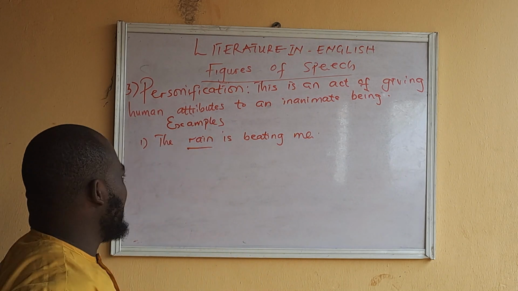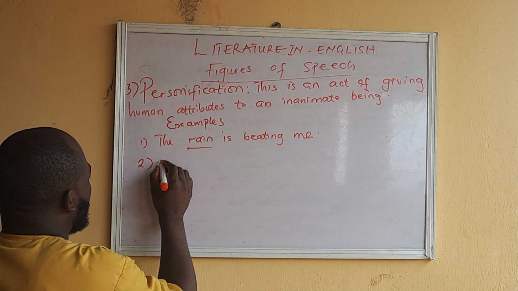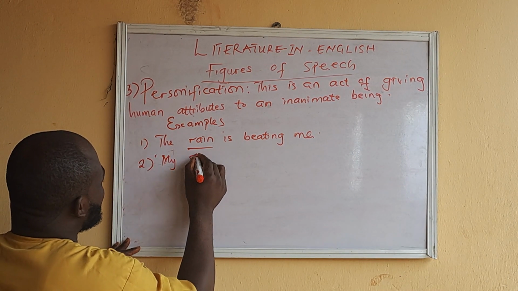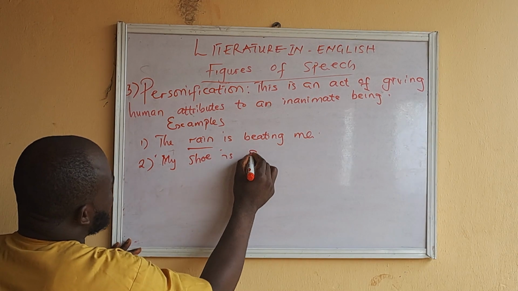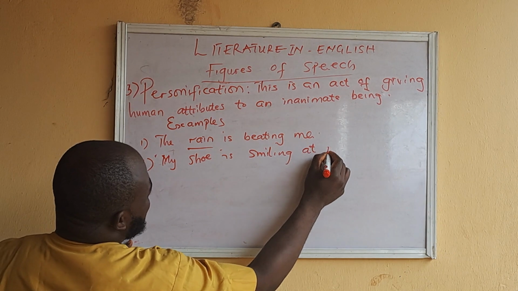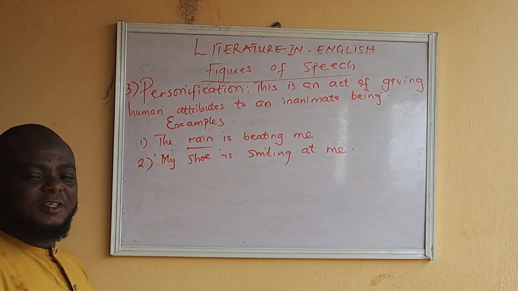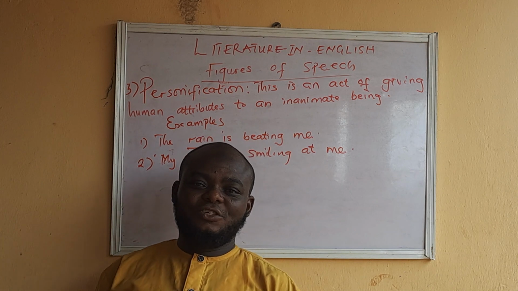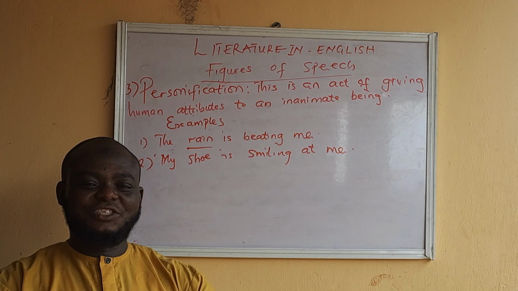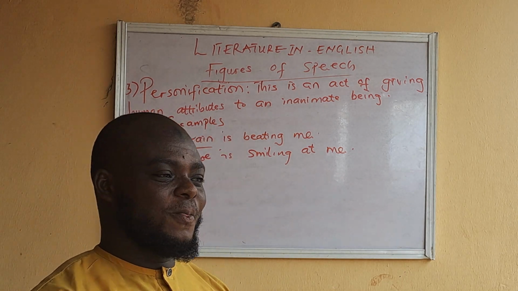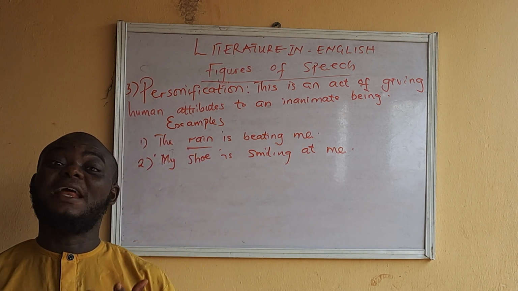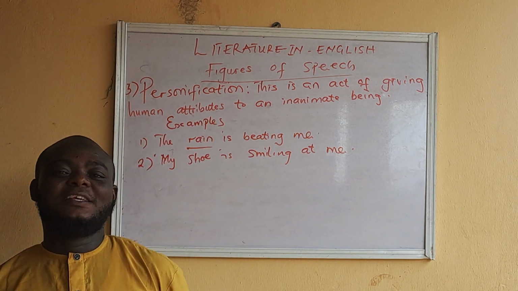Now, another example. My shoe is smiling at me. Maybe because you just bought the shoe or the sandal or whatsoever, it is shining, and now you tell your mom, look at how beautiful my shoe is. It is even smiling at me. So it is human beings that smile.